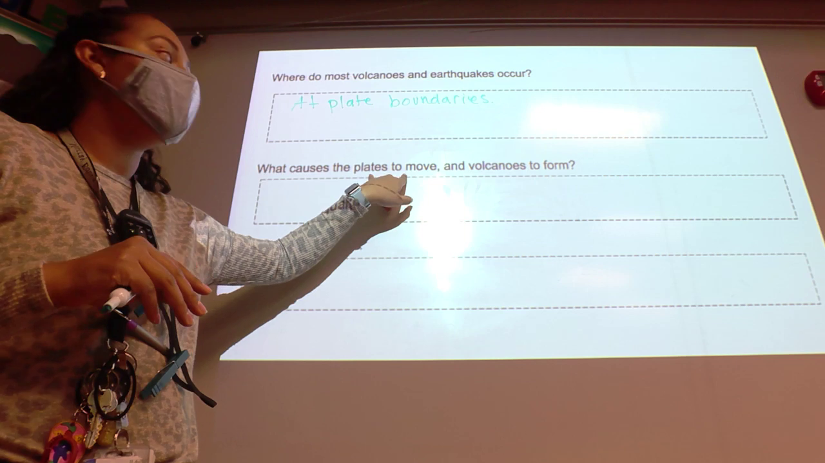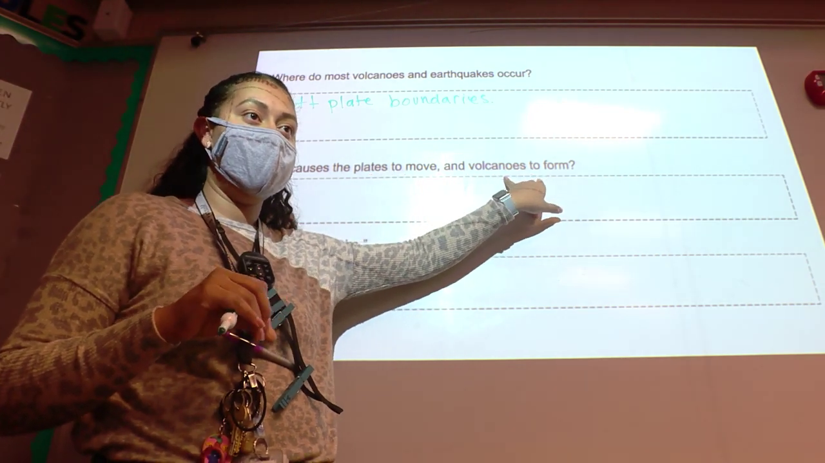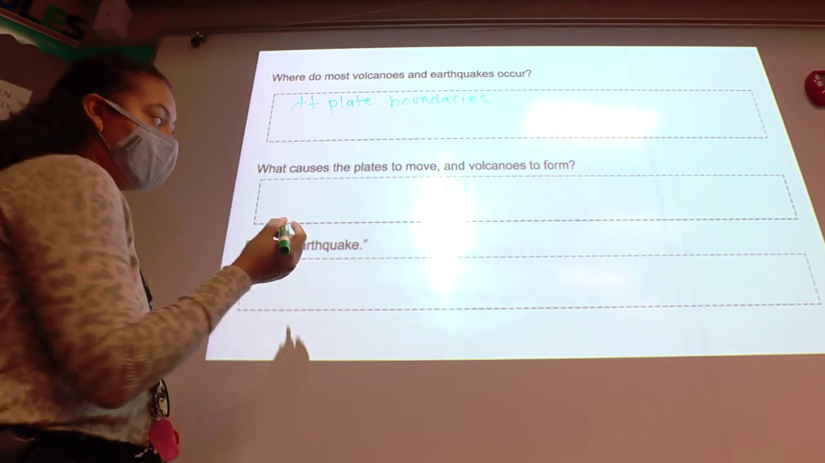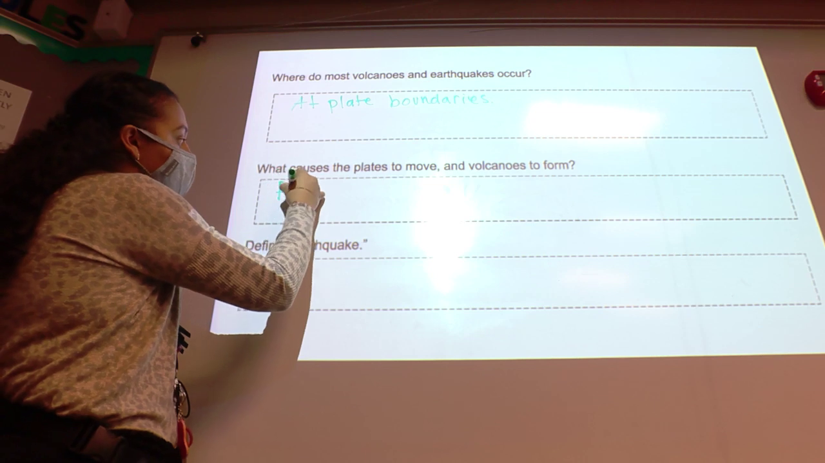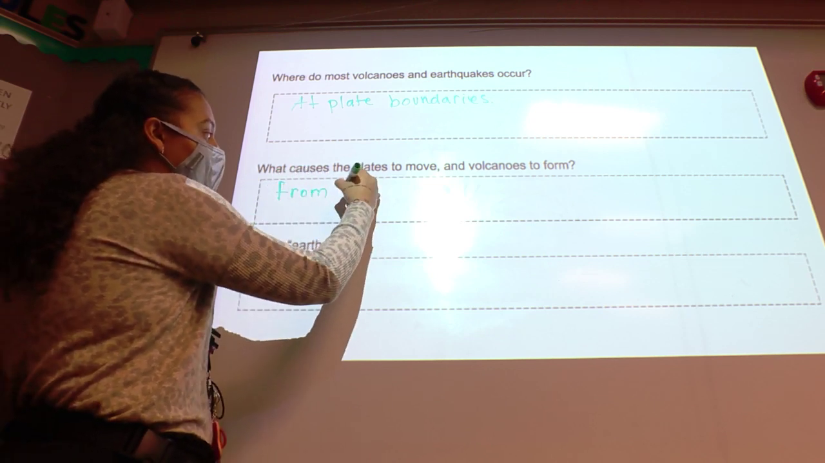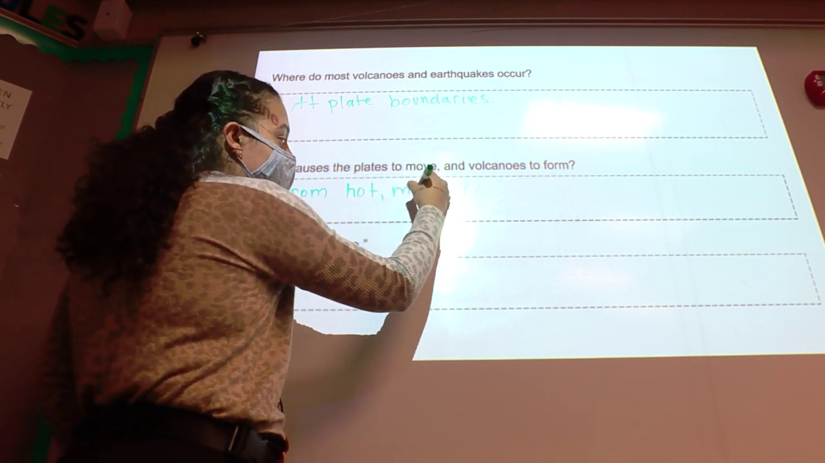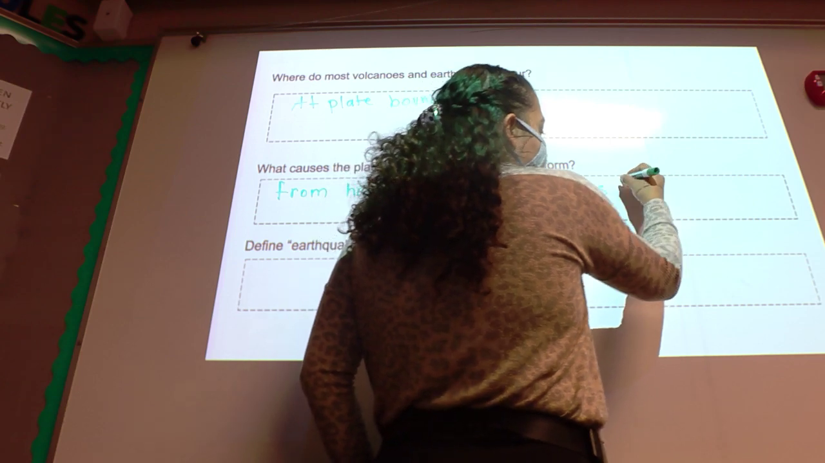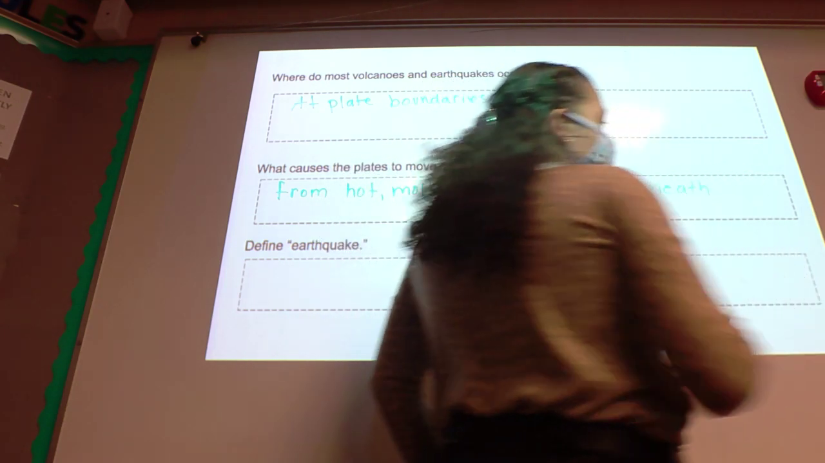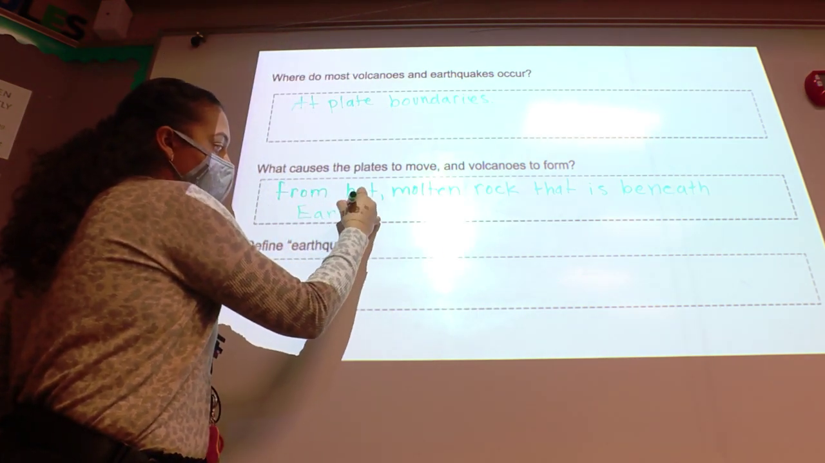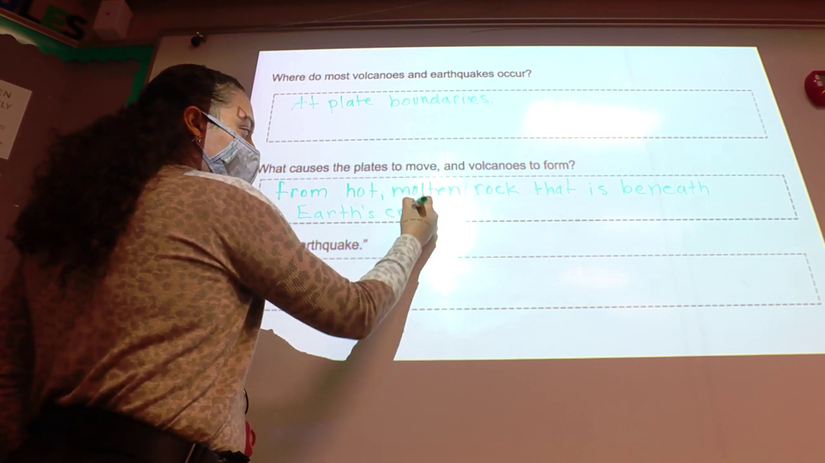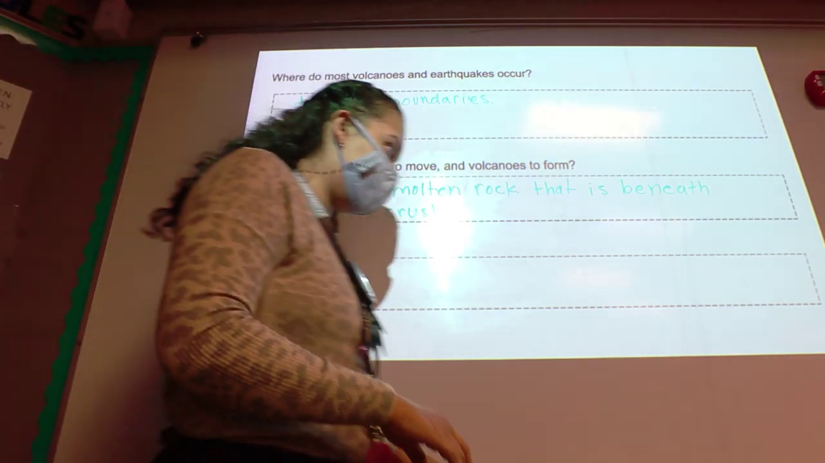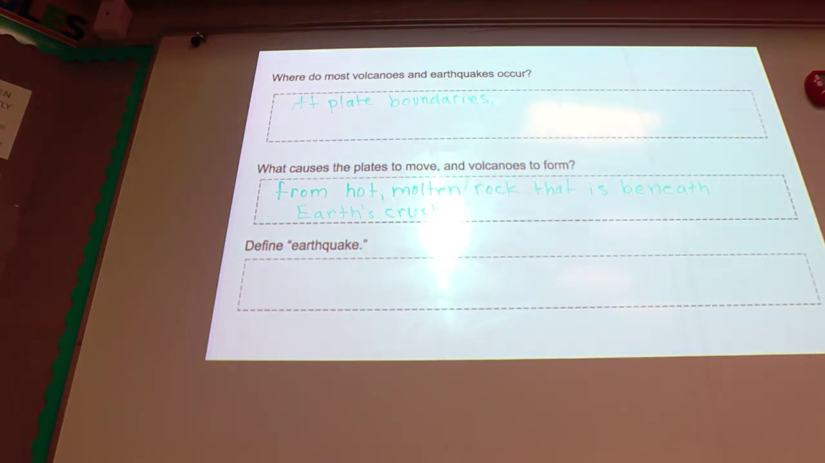What causes plates to move, which is the same thing that causes volcanoes to form? Ariana? Volcanoes happen when heat moves slowly through rock from Earth's interior. Beautiful. So from hot, molten rock, type it in, beneath Earth's crust. Period. Dylan, keep typing. Molten rock.